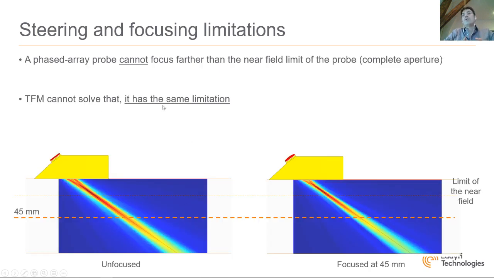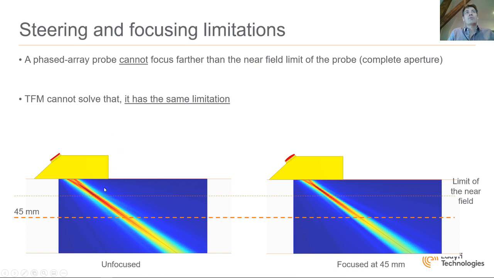Also, when you do phased array or TFM, a phased array probe cannot focus farther than the near field limit of the probe, very much like conventional. So if my probe is that big, I have a fixed near field, which is, let's say, here, and I cannot focus farther. This is a physical limitation, not due to the technique, and TFM has the same limitation.